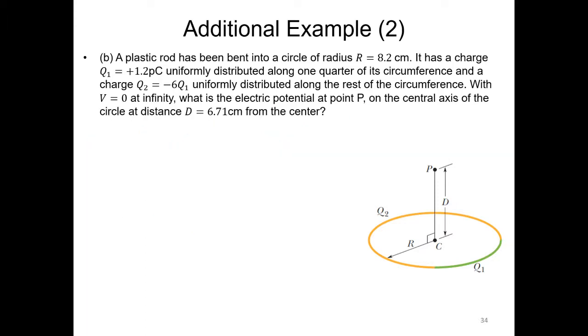So for question B, what's the difference? Okay. Actually, the shape is the same, and it asks you the potential at P rather than C. What is the electric potential at point P on the central axis? Distance D equals 6.71 centimeter.